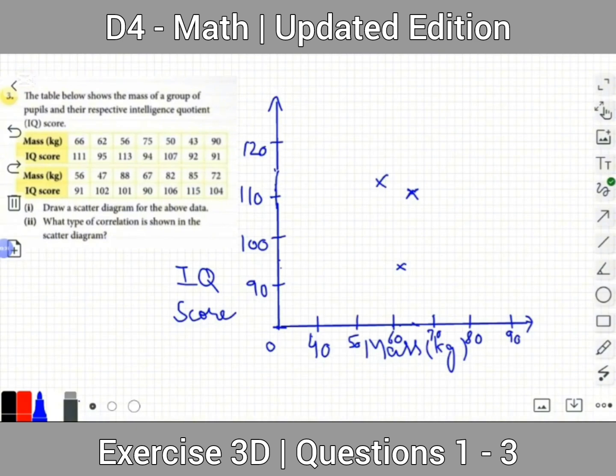Okay, now for 75 and 94. For 75, here we have 94 somewhere here, 92, 94, and this line 94, 94 to 75, 94 and 75. So here we have 72, 74 and 76, 75 lies somewhere here. So here we have put this cross.